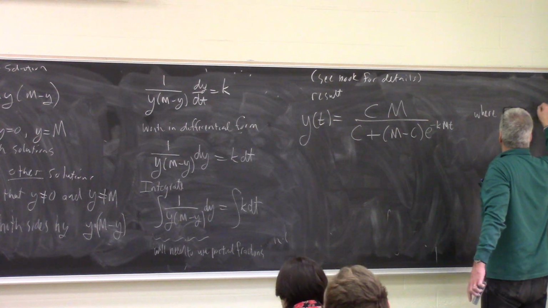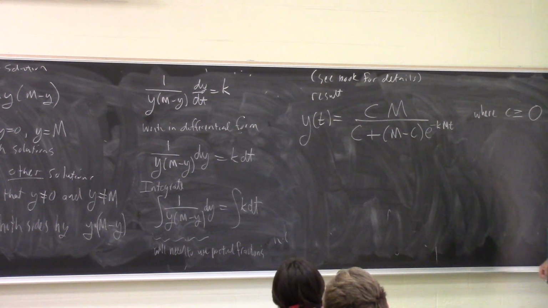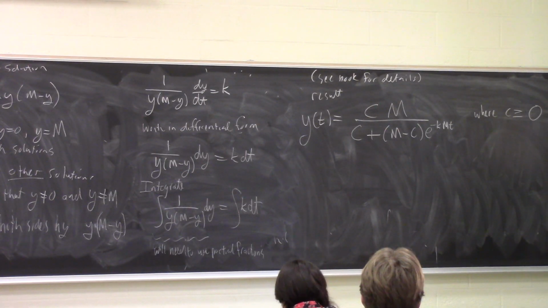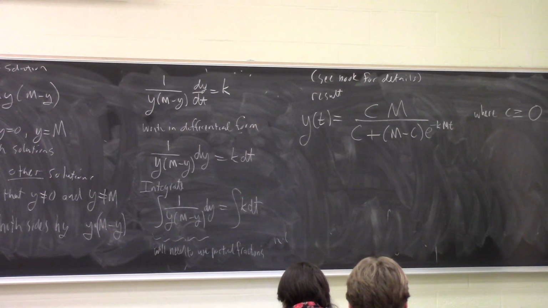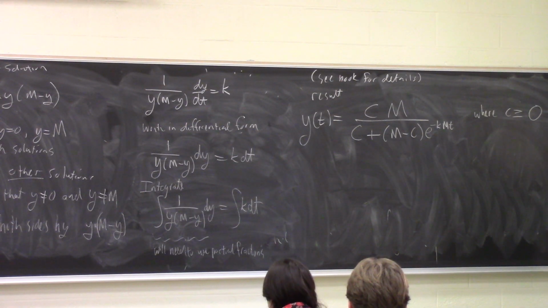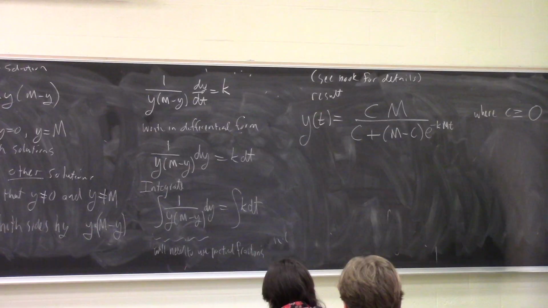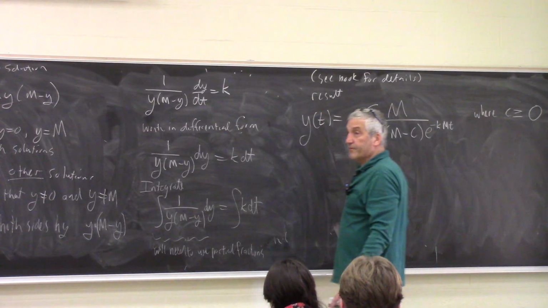So C is a number greater than or equal to 0. C could be 0. If C were 0, then this would just end up being y of t is 0. C can be positive, but we can't have C be negative. Okay, so let's make some observations about this.